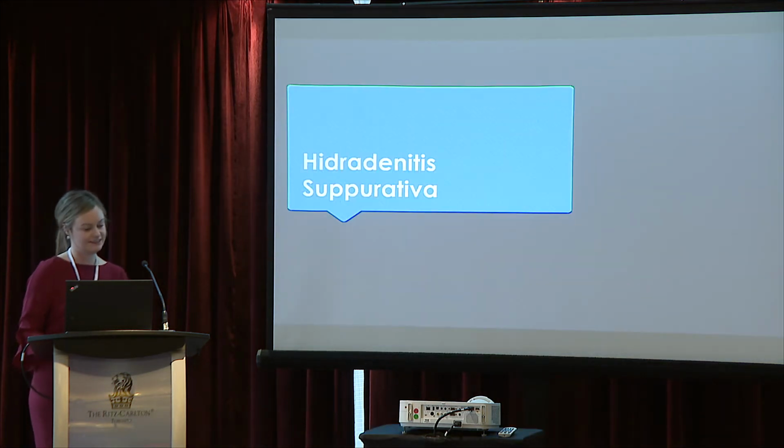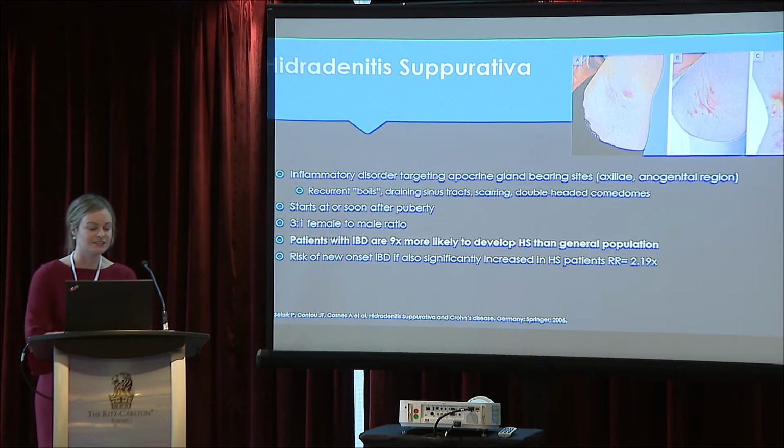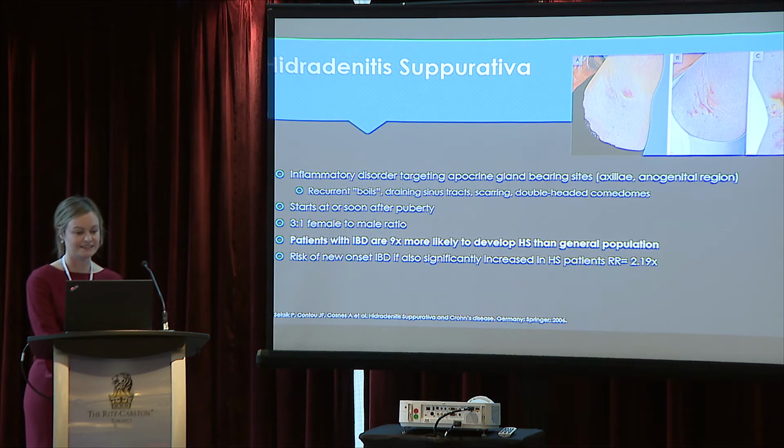So the second topic that I'll talk about is called Hidradenitis Suppurativa. This is a condition that's having growing recognition now in North America. People are getting better at recognizing it, and now there's some excellent emerging treatments, so you may see it more and more. Basically, it's an inflammatory disorder that attacks the apocrine gland-bearing sites, so the hair-bearing sites, specifically under the arms, anogenital areas, and sometimes in the inframammary area or in the pannus.